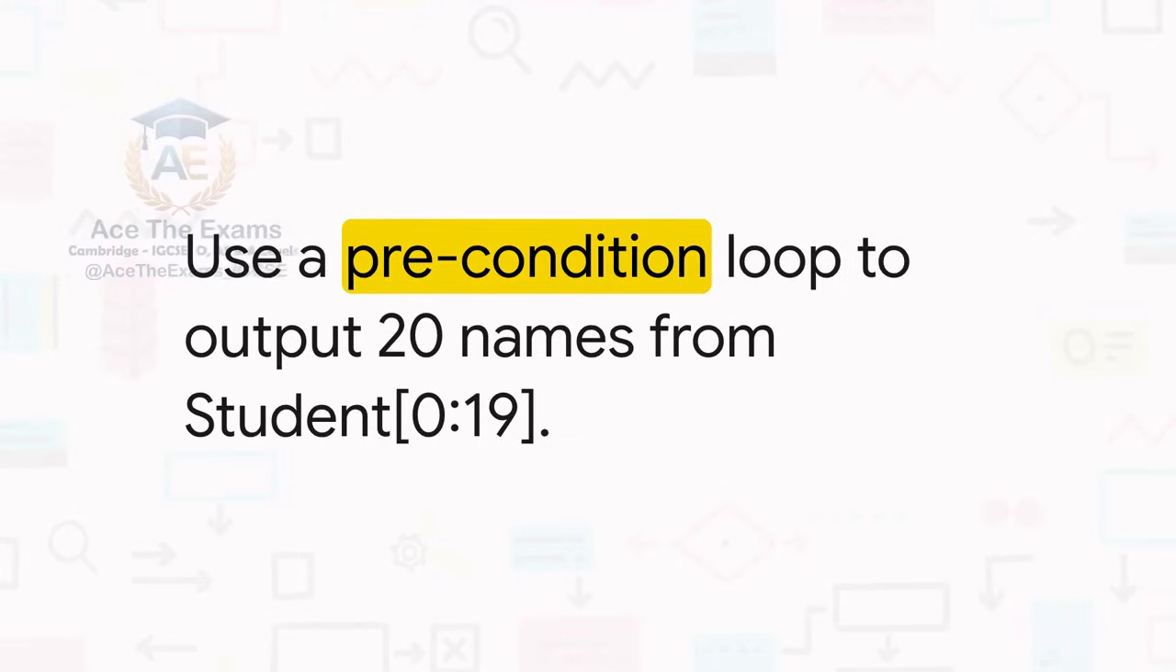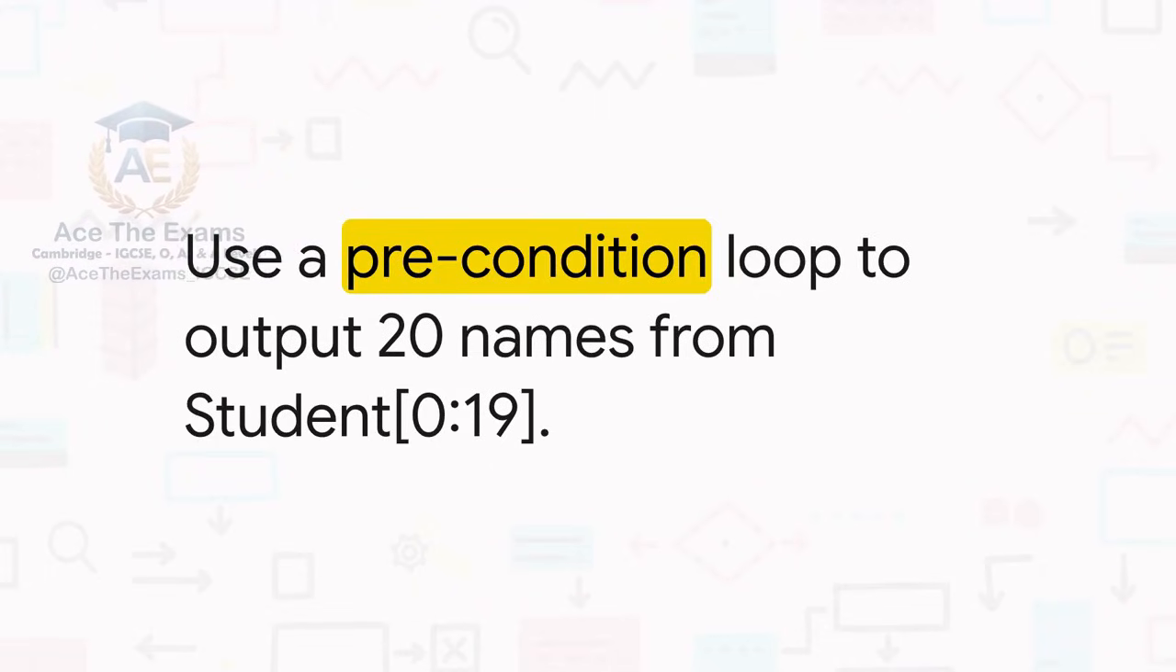Before we output a single thing, the diamond symbol, remember, our decision shape asks, is counter less than 20? If yes, we use our parallelogram to output student counter. Then we use our rectangle to process counter equals counter plus 1, and we loop right back around. The very moment that counter hits 20, the condition becomes false right at the start, and the loop stops immediately. No crashing, no missing students.